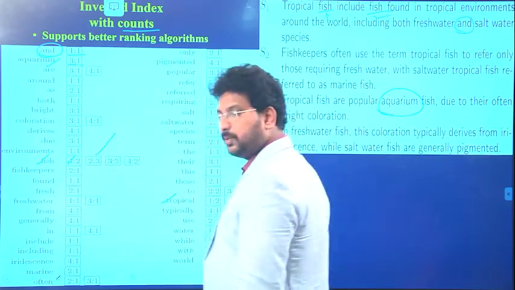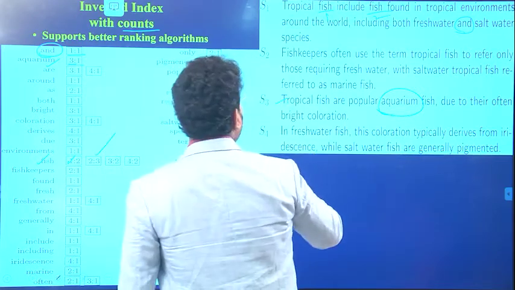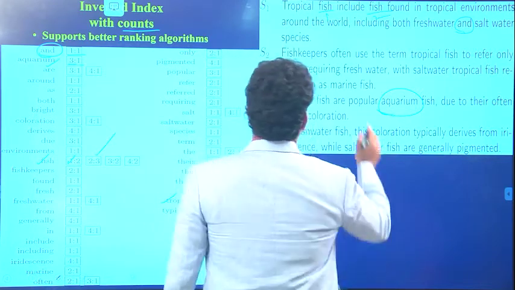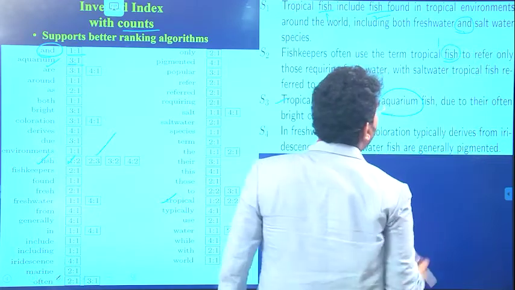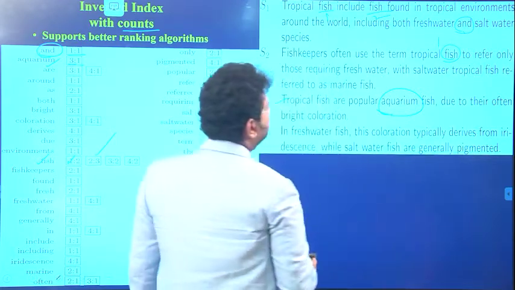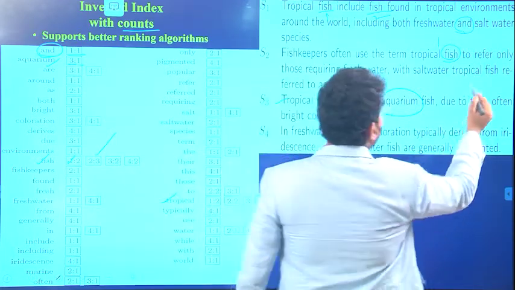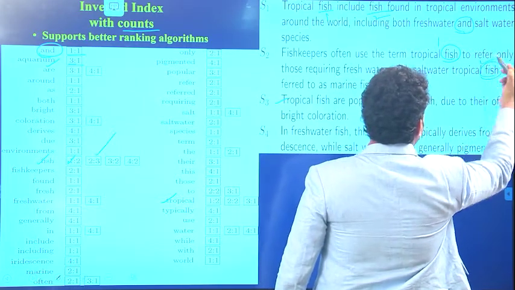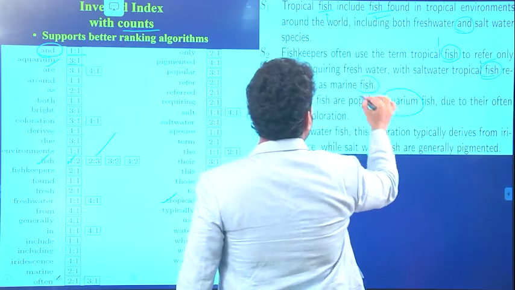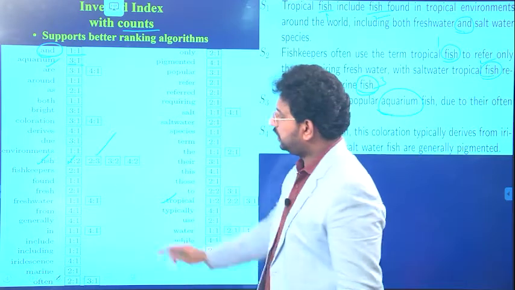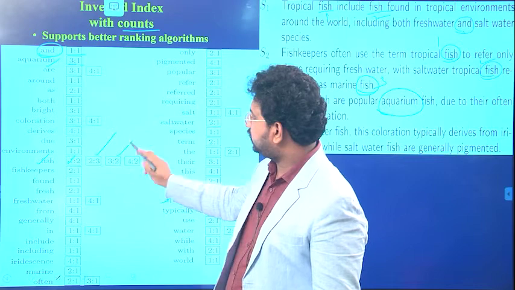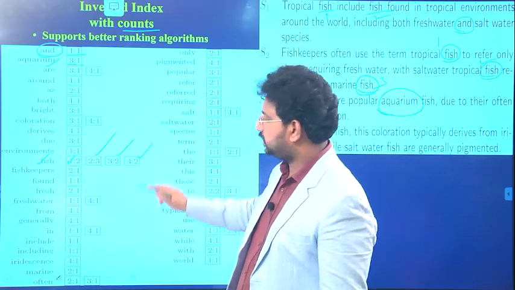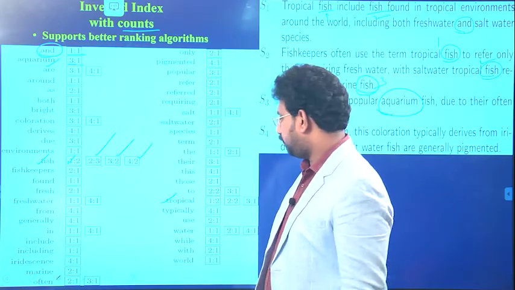So in the second document, how many times? 3 times. In the second document or the second sentence, you are able to find the word first time, and second time, and this is the third time. So the count is indicating 3 times. Like this, the third document consists of 2 times and the fourth document consists of 2 times. So that's an obvious one.